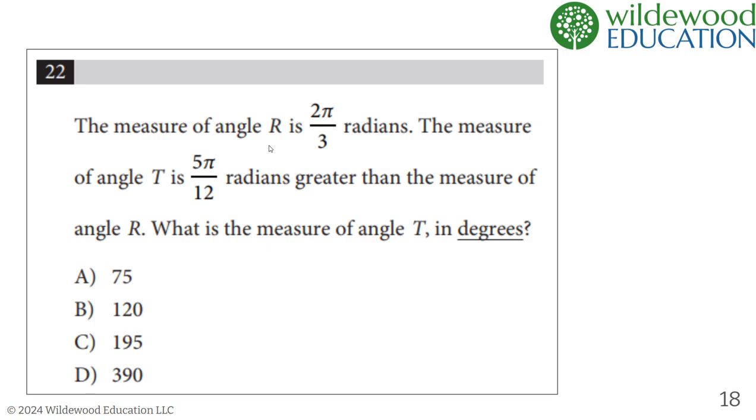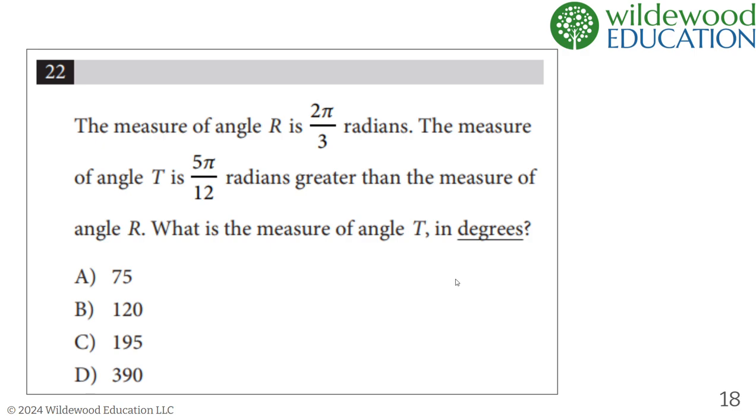So the first thing you have to notice is that we have an angle R, it's 2 pi over 3 radians, and the measure of angle T is 5 pi over 12 radians greater. So we need to add those together, and that is just adding fractions with unlike denominators. When we do that, we get 8 pi over 12 plus 5 pi over 12, which is 13 pi over 12. Okay, what is the measure in degrees?